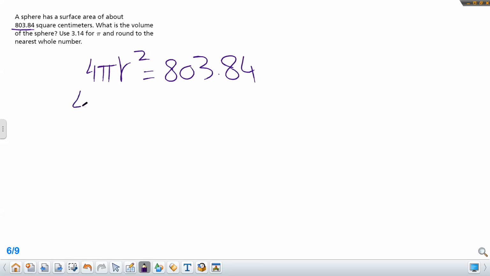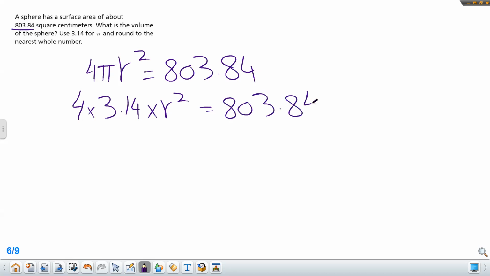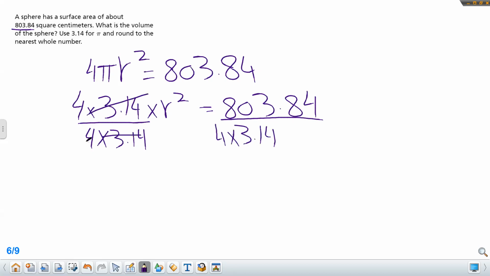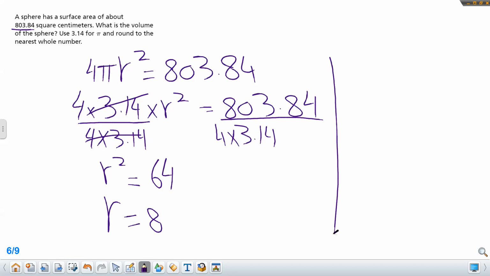Then 4 times pi, here is 3.14, times radius power 2 equals 803.84. Then you can divide by 4 times 3.14 on both sides. Okay, so radius power 2 equals, if you evaluate this fraction, 64. If radius power 2 equals 64, you can take the square root of both sides, so the radius equals 8. This is the radius, so now we can find the volume.